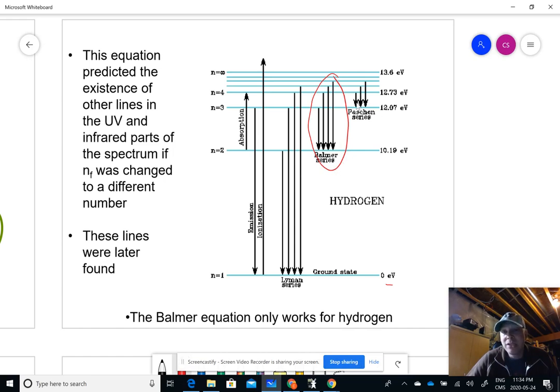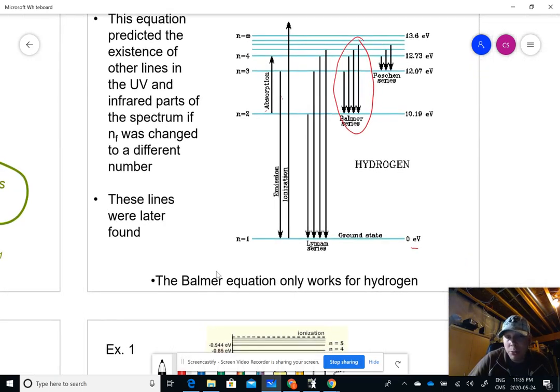We have these different series: if you end at the third energy level, it's called the Paschen series. If you end at the first energy level, it's called the Lyman series. A couple other things on this diagram. When we're going up, we're absorbing energy. That's what this is saying. And when we go from a higher energy level to a lower one, we're emitting energy. We're giving energy off. Remember, you have to lose energy to go to a lower energy state. You can't get to the lower energy state with a lot of energy.